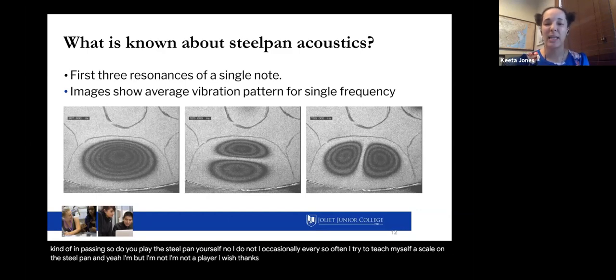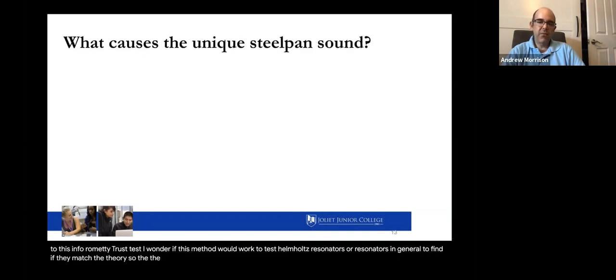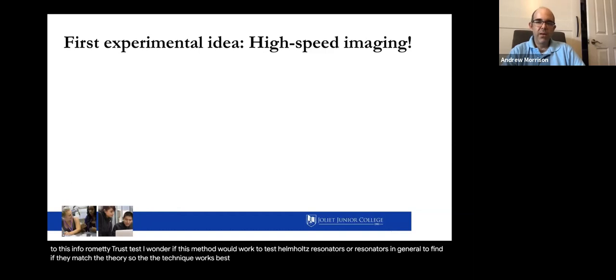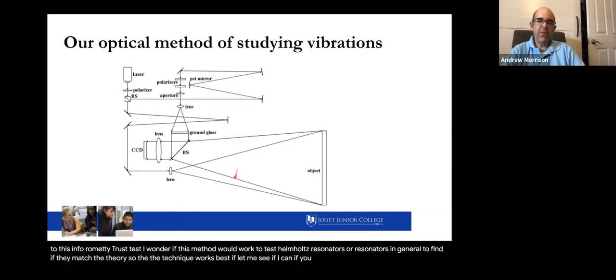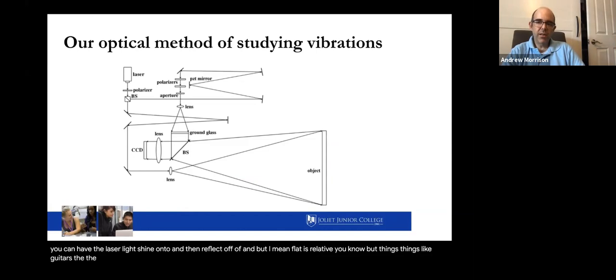Here's a question. What types of materials can be subjected to this interferometry test? I wonder if this method would work to test Helmholtz resonators, or resonators in general, to find if they match the theory. The technique works best if you have something with a flat surface that you can shine the laser light onto and have it reflect off of. Flat is relative, but things like guitars, the soundboard of a guitar, violins, stringed instruments like that.